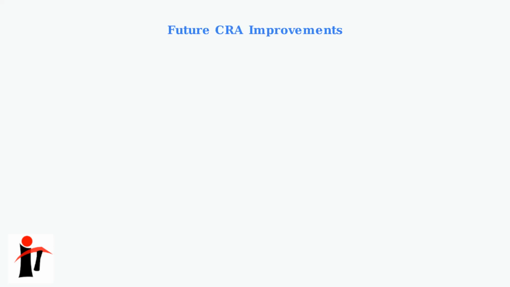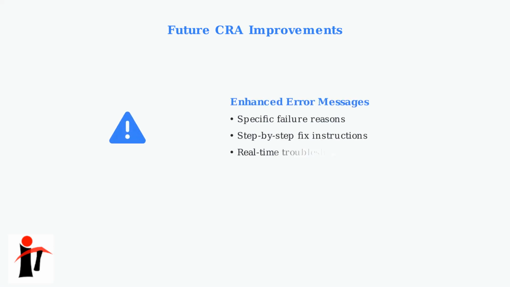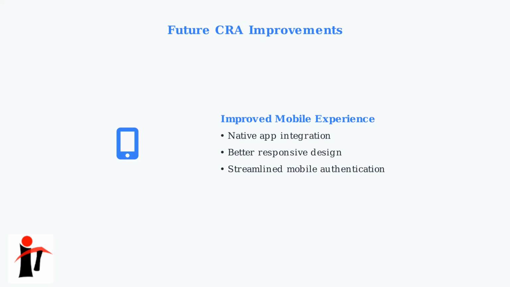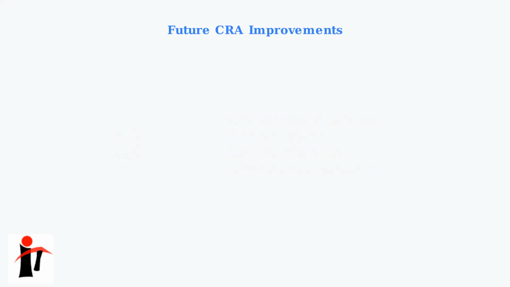Looking ahead, the CRA is working on several significant improvements to enhance the user experience and reduce sign-in issues. Enhanced error messaging will provide more specific guidance when sign-in failures occur, helping users understand exactly what went wrong and how to fix it. The CRA also plans to improve the mobile experience with native mobile app integration with banking partners, making it easier to sign in from smartphones and tablets.